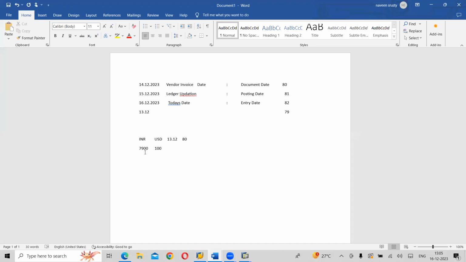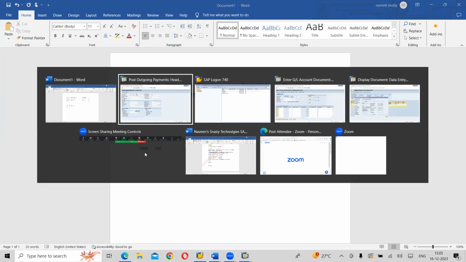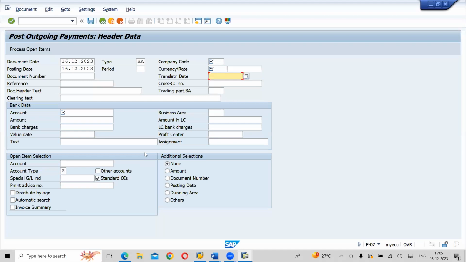Okay, next one. Yes, sir. So in this FX revaluation, we will convert the document currency into the reporting currency. Is that correct? Correct. Okay. Yeah. Next one.